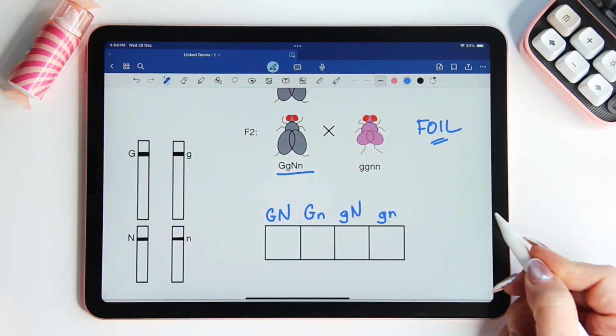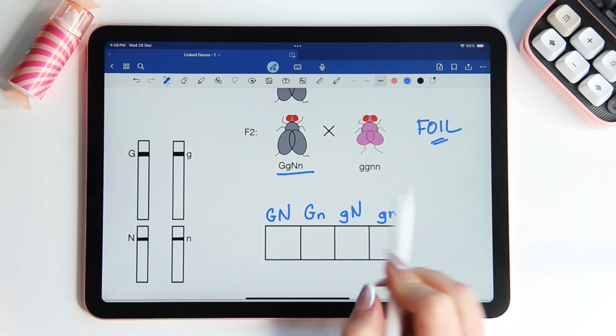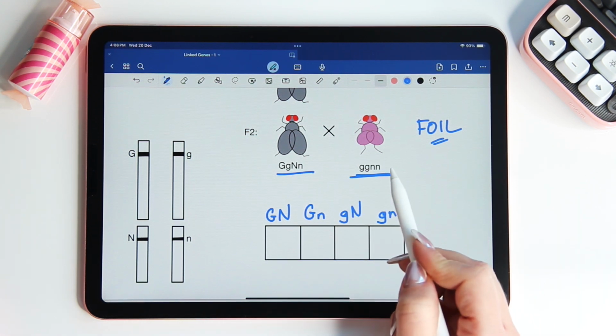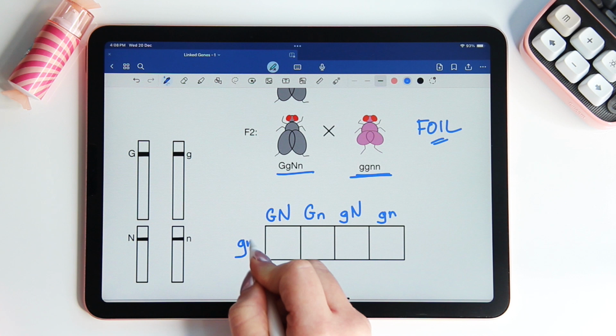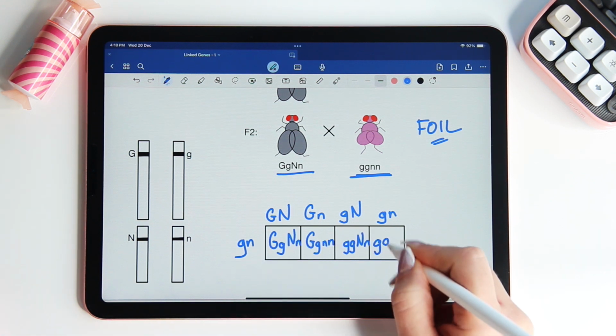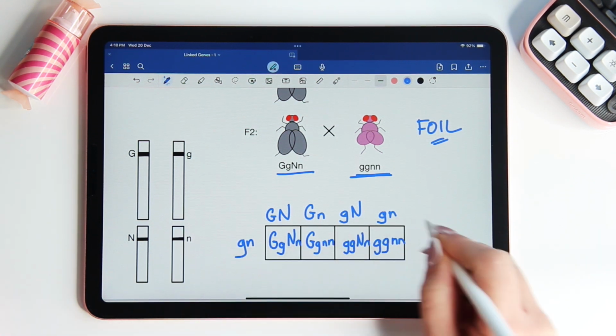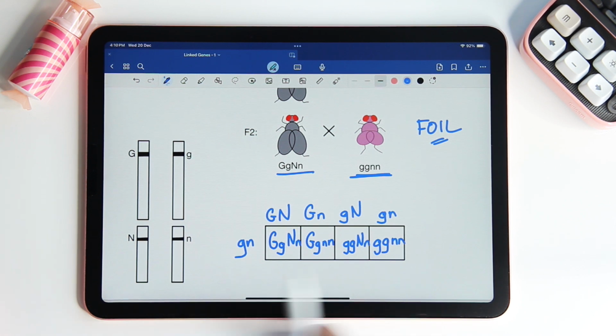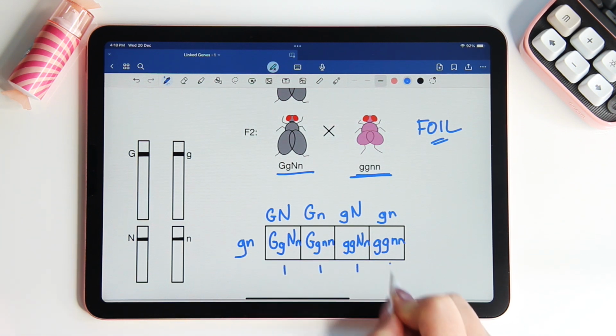As for the pink fly, I think that's quite easy because all the gametes, 100% of the gametes, are going to be small g, small n. Next, we fill in the table and we get the genotypes of the offspring. As you can see, we got a ratio of 1 to 1 to 1 to 1.